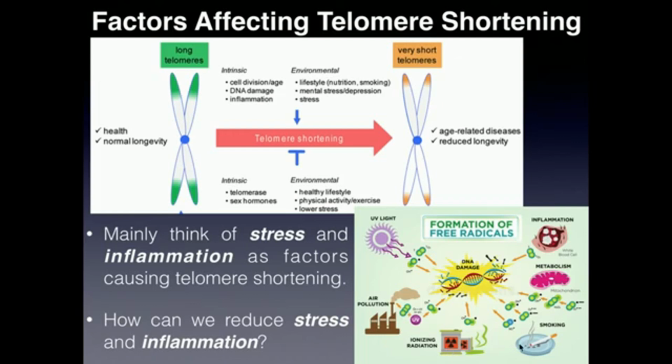Also, ionizing radiation. Smoking is a big one. That's why people that smoke often look older. That's not just some old wives' tale. It's a fact. It's partly because the smoking is damaging the DNA, it's shortening the telomeres, etc., so it causes that aging appearance.